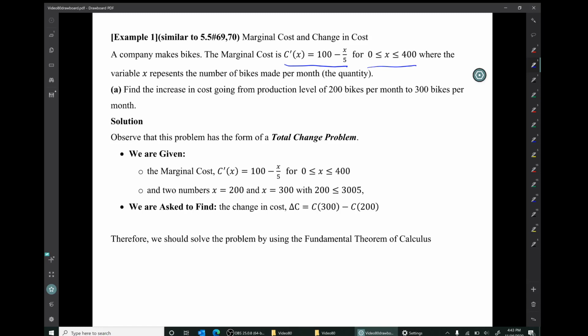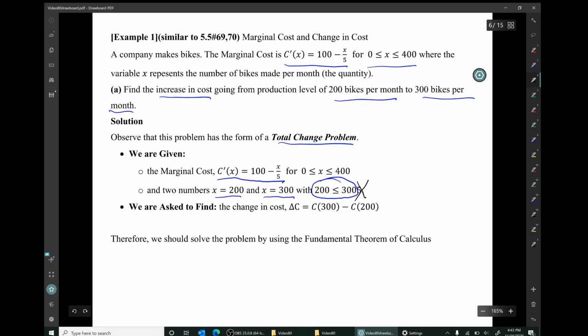Question A is, find the increase in cost going from a production level of 200 bikes per month to 300 bikes per month. So the solution is to first observe that this problem does have the form of a total change problem. We are given the marginal cost, that is this derivative, and we're given two numbers, x equals 200 and x equals 300, that satisfy this inequality. Looks like I've got a typo there.